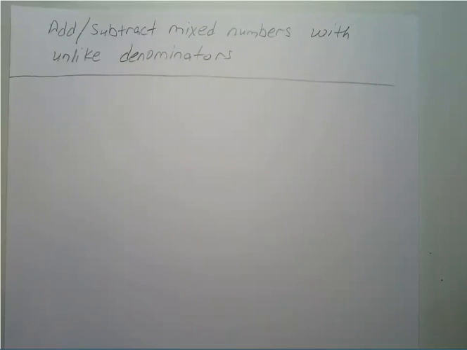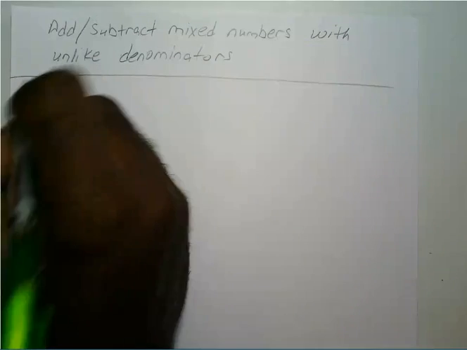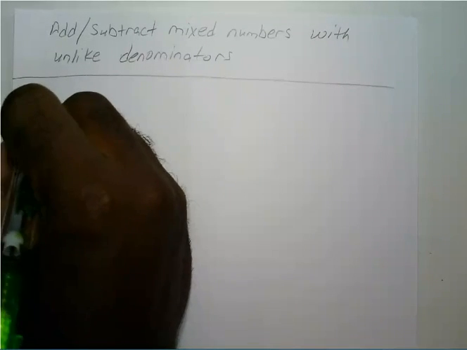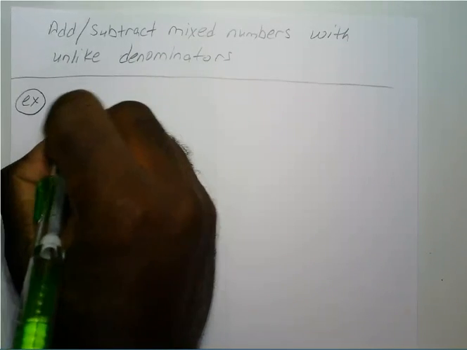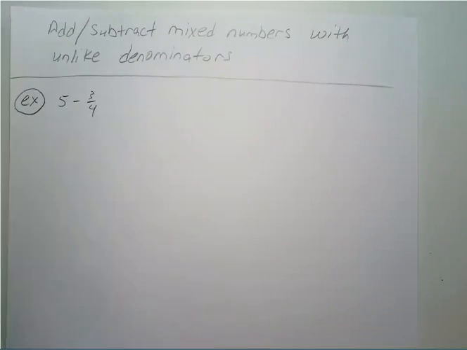Hello everyone. In this video we will look at adding and subtracting mixed numbers with unlike or different denominators. The steps are very similar to adding and subtracting fractions with unlike denominators, so if you want to, you can go back and do that one first. I actually recommend it. But let's say, for example, you have 5 minus 3 over 4.